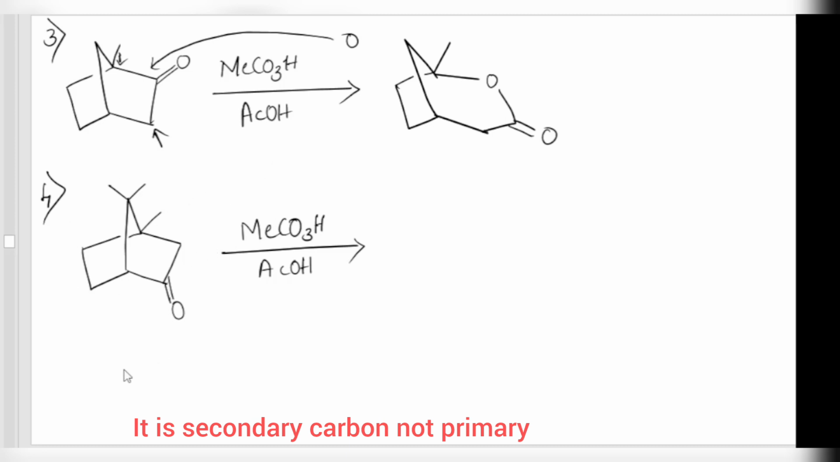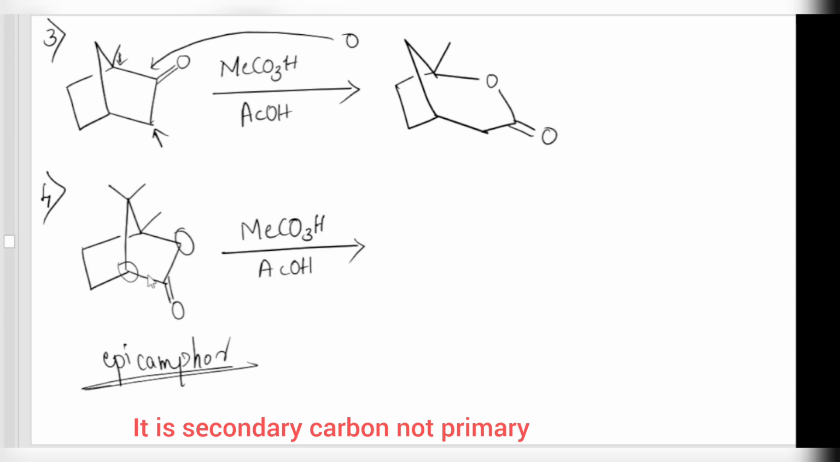And over here this is epicamphor. This is not camphor. For camphor the carbonyl group will be present over here. This is epicamphor, that is, the position of this carbonyl group is changed, correct? In this case, this is the tertiary carbon over here, and here we have the primary carbon.